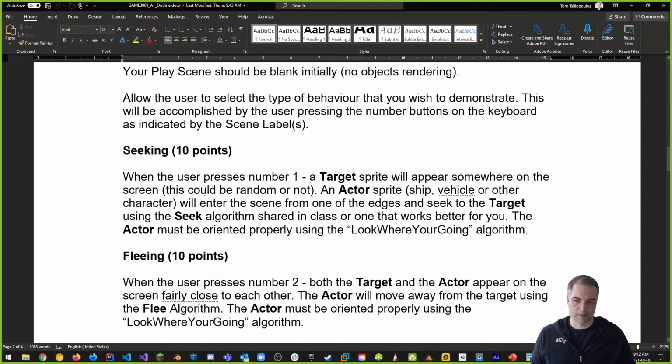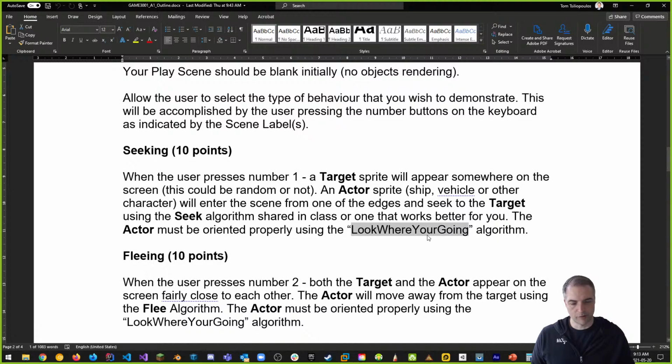So seeking, 10 points. When the user presses the number 1, and I'm going to put this in there for you guys in your mind, instead of pressing number 1, if they're pressing a button in IMGUI, a target sprite will appear somewhere on the screen, and this could be random or not. You can make it so it's fixed, and an actor sprite, ship, vehicle, or whatever, will enter the scene from one of the edges and seek to the target using the seek algorithm shared in class or one that works better for you. So this is something we're going to talk about today, right? One thing we haven't talked about is this idea of look where you're going.